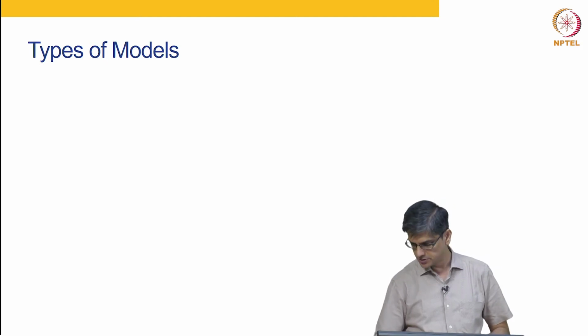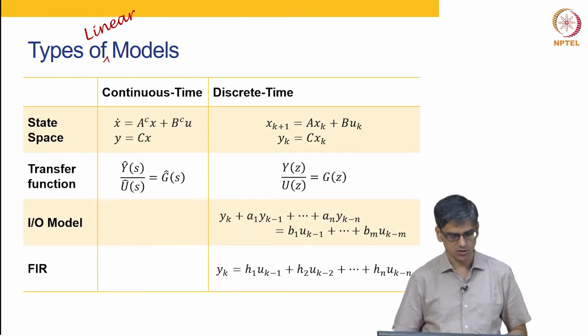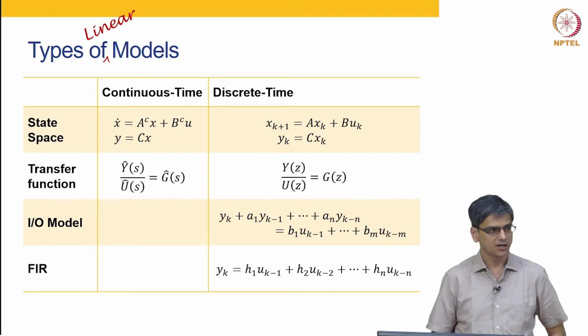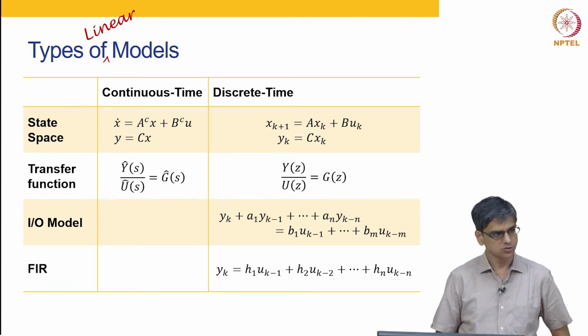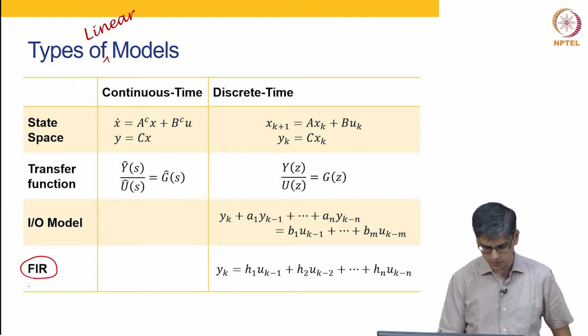Just to give a recap of the types of models that we covered in the previous lectures, or more specifically the various linear models. I've categorized them as continuous time, discrete time. We talked about state space models and transfer function models. I think these two are familiar to you from your undergraduate courses, and input output models and finite impulse response models or finite step response models. So today's lecture is going to be on impulse and step response models.